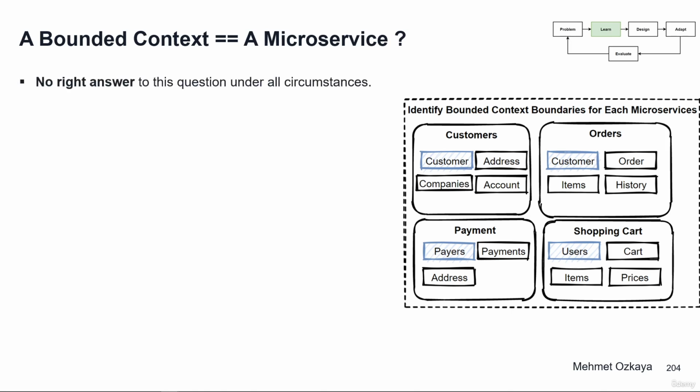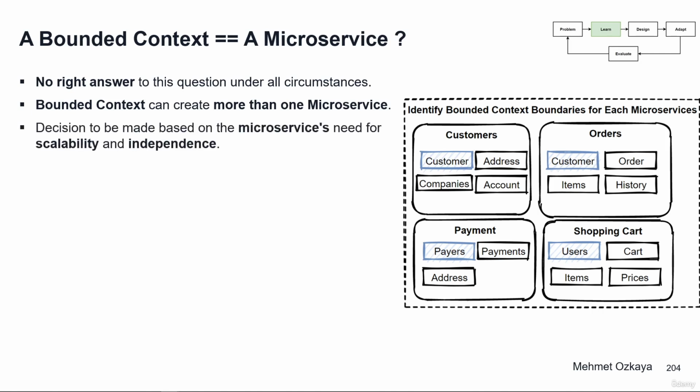We can say that there is no right answer to this question under all circumstances. A microservice can represent a bounded context or part of it. In other words, a bounded context can create more than one microservice. This is entirely a decision to be made based on the microservices' needs for scalability and independence.